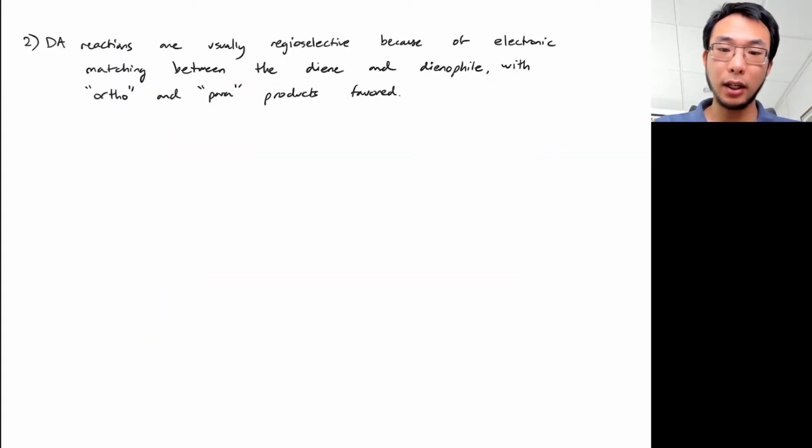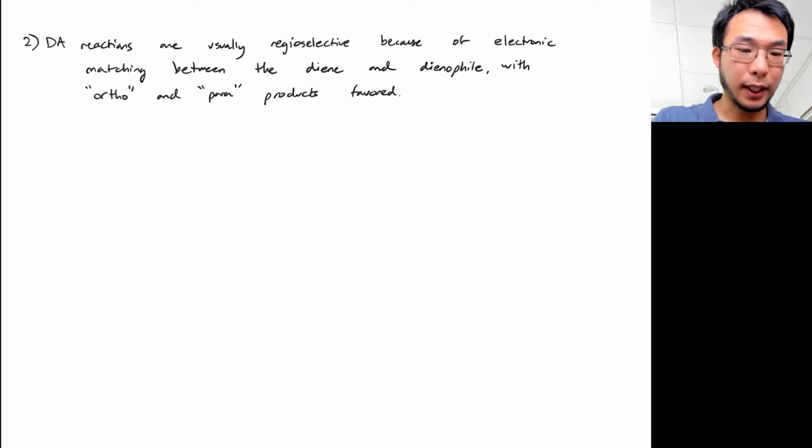Diels-Alder reactions are fairly regioselective. This comes from the fact that we're dealing with the HOMO of the diene and the LUMO of the dienophile. And so the pattern that comes out of all of this electronic matching is that we tend to see electron donating groups on the diene ending up either ortho or para to the electron withdrawing groups on the dienophile. So when I say ortho and para, it's a little bit of a misuse of terminology here because our products are not aromatic rings, they are cyclohexenes, but I'm still using the terms ortho and para because it's a convenient way to refer to the relationship between 2 groups on a 6-membered ring.